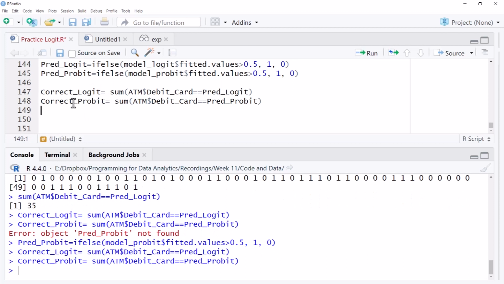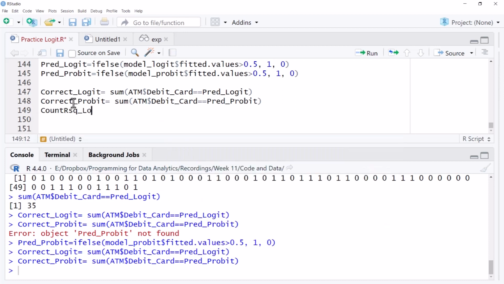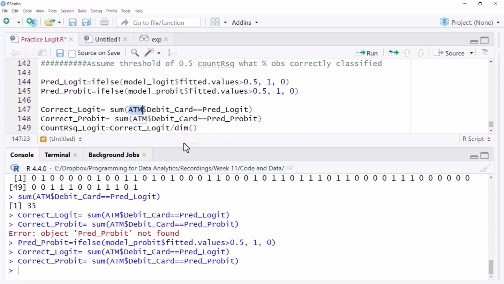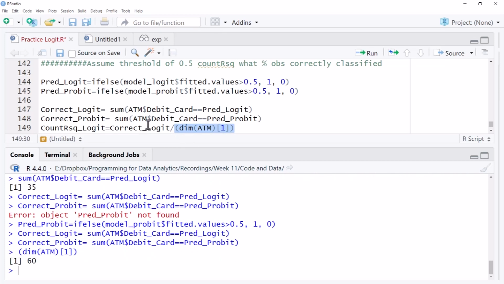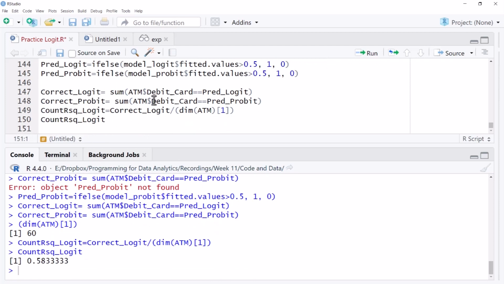Now all we need to do is compute count R square. Let's call it count R square underscore logit, which is equal to correct by logit divided by the actual data. The actual data is our ATM data. This should be the right dimension. So this is count R square for logit, which works out to 58%. Let's do it for probit.